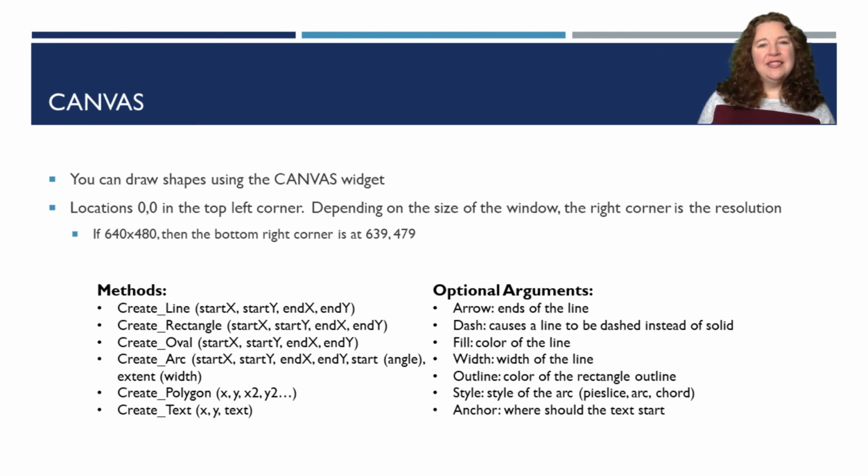And the create text allows you to actually enter text into your picture. So you can pick an XY coordinate and then put in some text, and it'll put the text in that location. Each of these different aspects has some optional attributes.